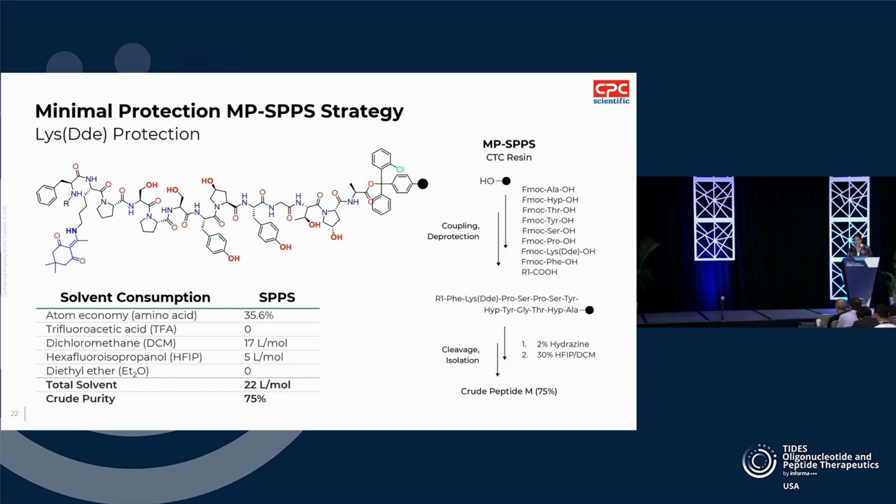So with our minimal protection strategies, you can see that all of those protecting groups are no longer there. So nearly all the amino acids are left unprotected. The hydroxyl groups are weak nucleophiles, so they don't really interfere with the coupling of other amino acids. The exception here is lysine, which is still protected with the labile Dde group, and this can be removed with very dilute hydrazine versus a very concentrated TFA. The peptide cleavage from the resin is achieved using 30% HFIP in dichloromethane, but acetic acid can be used as an alternative as well. So this approach eliminates the use of both TFA and diethyl ether in the process altogether.